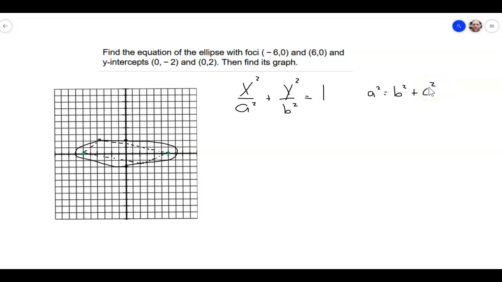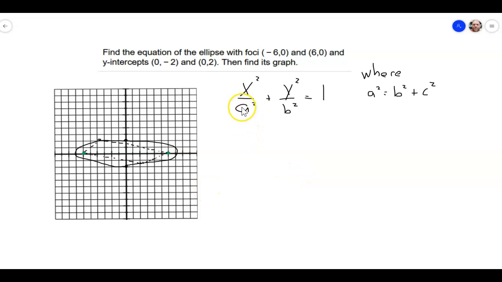All right, now let's talk about what all of these letters mean, and I'll tell you the difference between the two formulas. The only difference is that if this is stretched horizontally, then our a squared goes under the x squared term. In the other formula, if it's stretched vertically, then our a squared term goes under the y squared term, and the b squared term goes under the x squared term. So you just switch these two. This part stays the same.